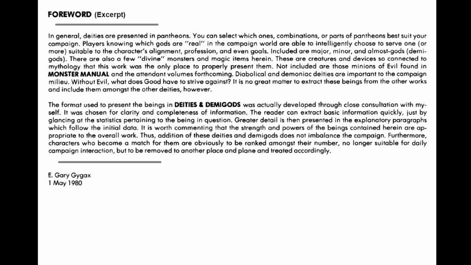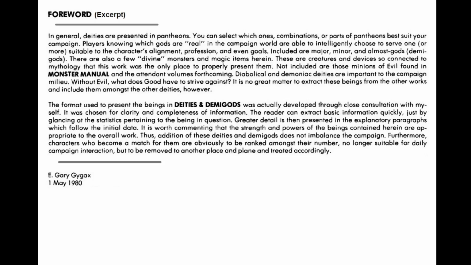Diabolical and demoniac actually, deities are important to the campaign milieu. Without evil, what does good have to strive against? It is no great matter to extract these beings from the other works and include them amongst the other deities, however.